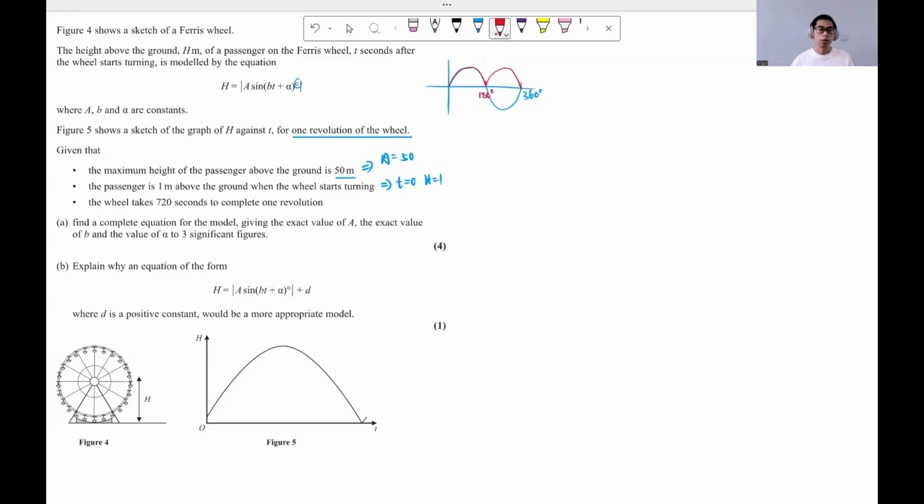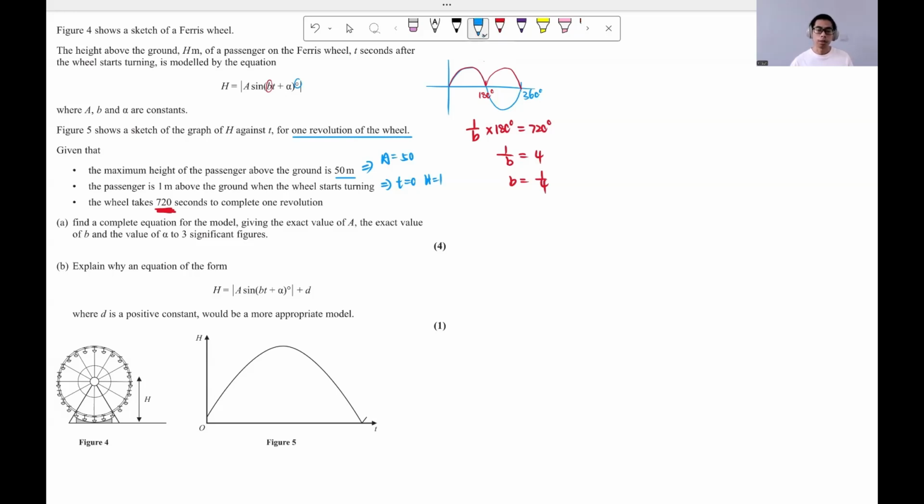Obviously, in bt, b is the scale factor for the horizontal stretch, and that scale factor should be 1 over b. So 1 over b times 180, which is the time taken for one revolution, will give us the actual revolution after the stretch, which is 720. We just have to solve this to work out what b is. So 1 over b is equal to 720 divided by 180, that's 4. So b has to be equal to 1/4.